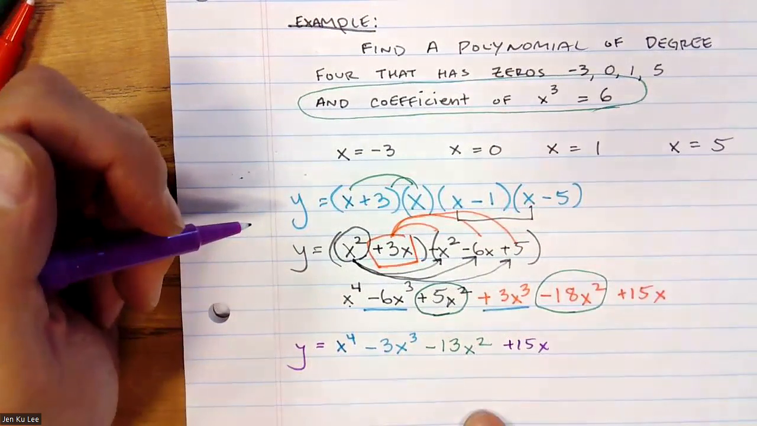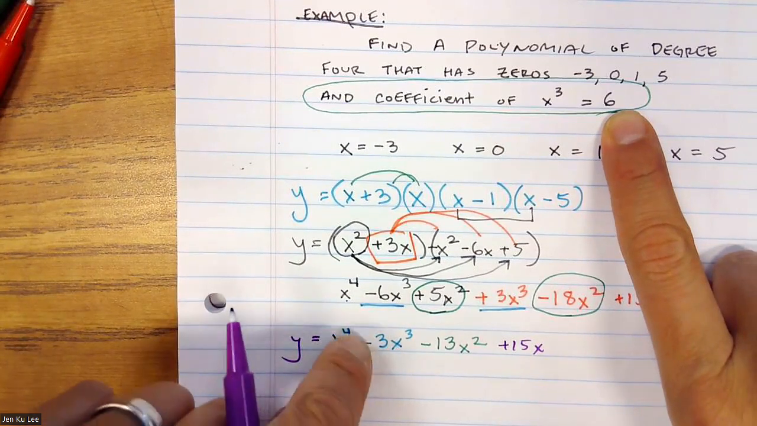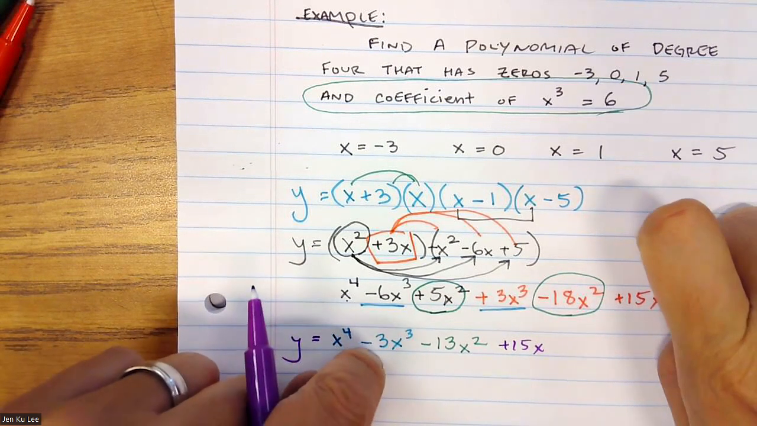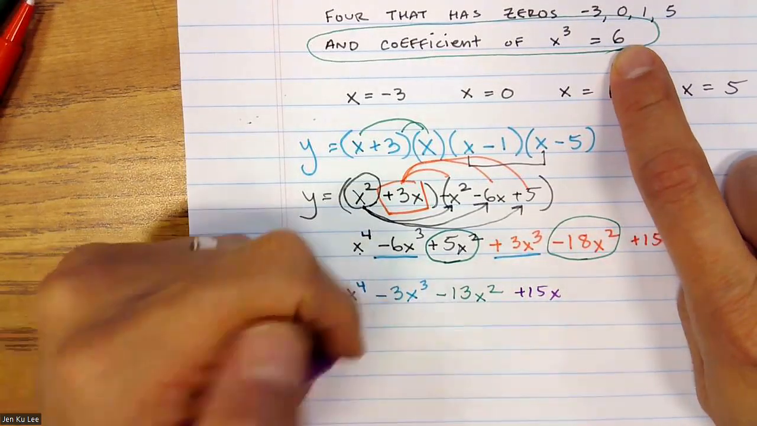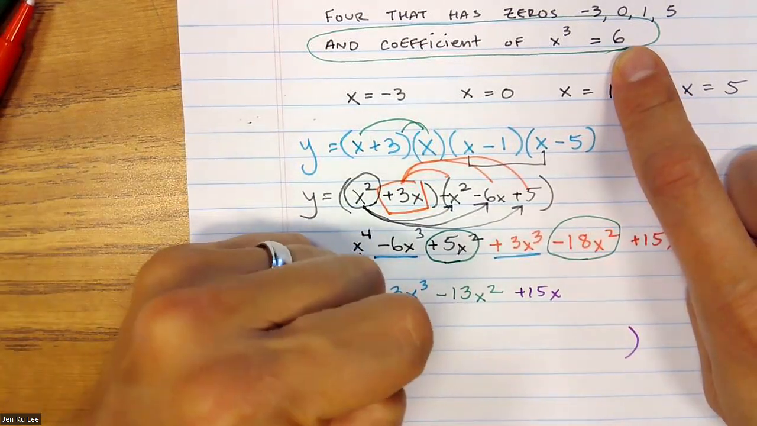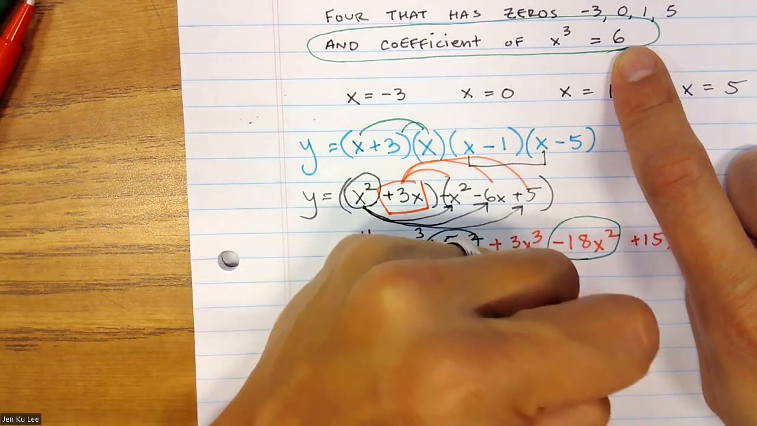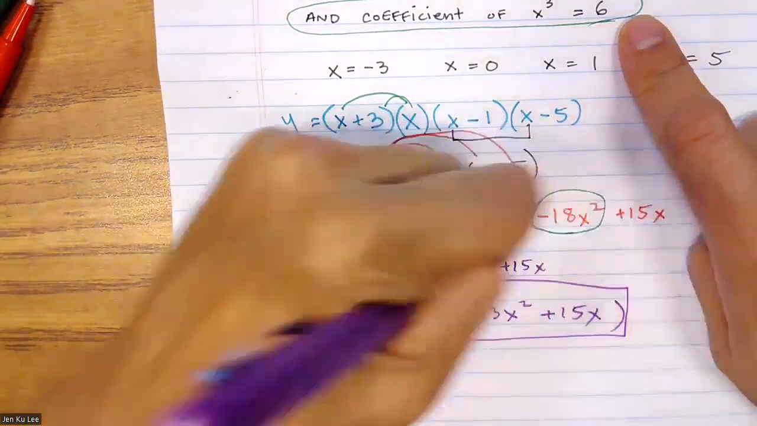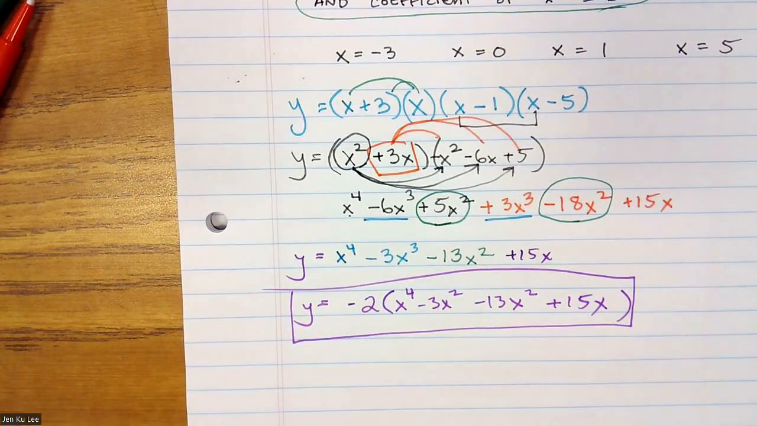So this is your standard form. And it says that the coefficient of x cubed is actually 6, not -3. I got -3, but I need a 6. So what times -3 is 6? If I multiply this whole thing by -2, then we got our answer. Or you can distribute out the -2 as well.